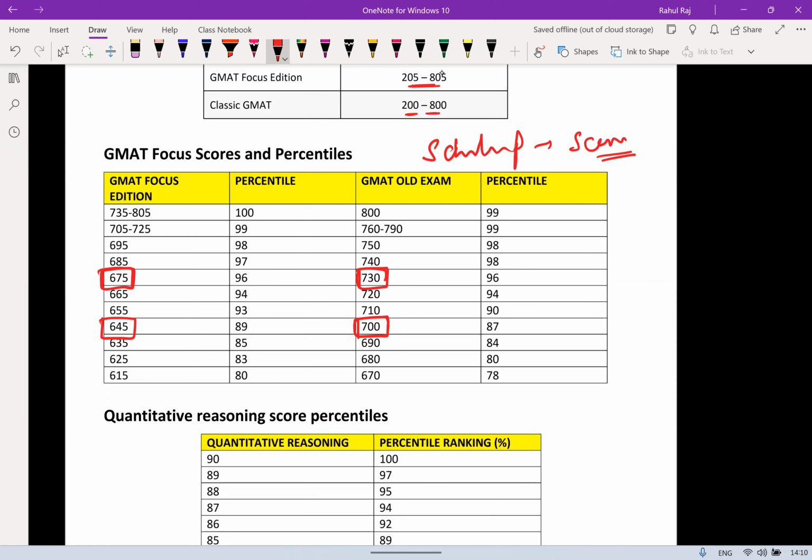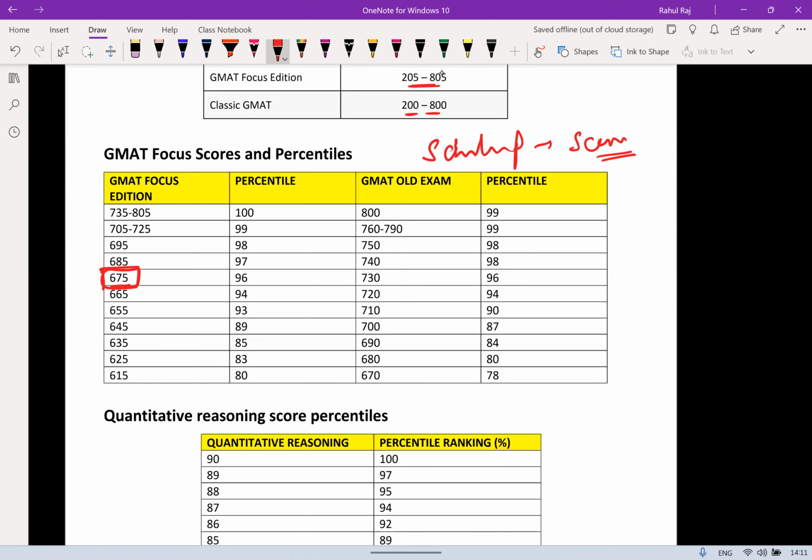So in no way should you try and get a score lesser than 730. With 730 plus, you can be very sure that at one good college you will be getting a 50% scholarship for sure. The reason I'm showing you this is that you should know 675 is the new 730 now. So this is the score that we should be targeting, guys, for sure.